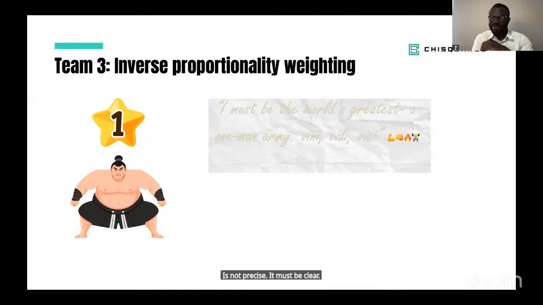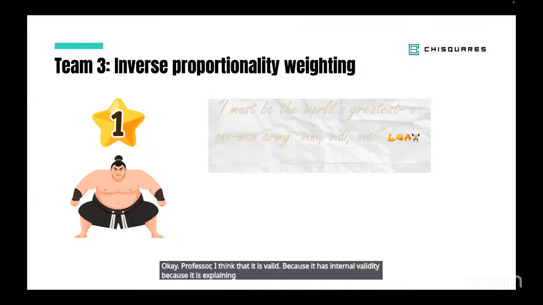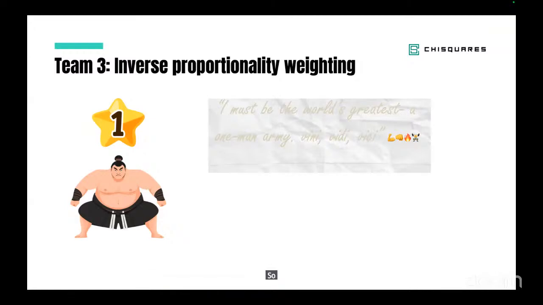Okay. Right. One last question, and then we'll move on. Abdul Samad. Okay, Professor, I think that it is valid because it has internal validity because it is explaining the weight by giving it weight. It is giving the same answer because it is internally valid, but it doesn't fulfill the sample size. Because he is only one guy instead of the two, so it is not precise. So I would say that it is valid, but not precise.